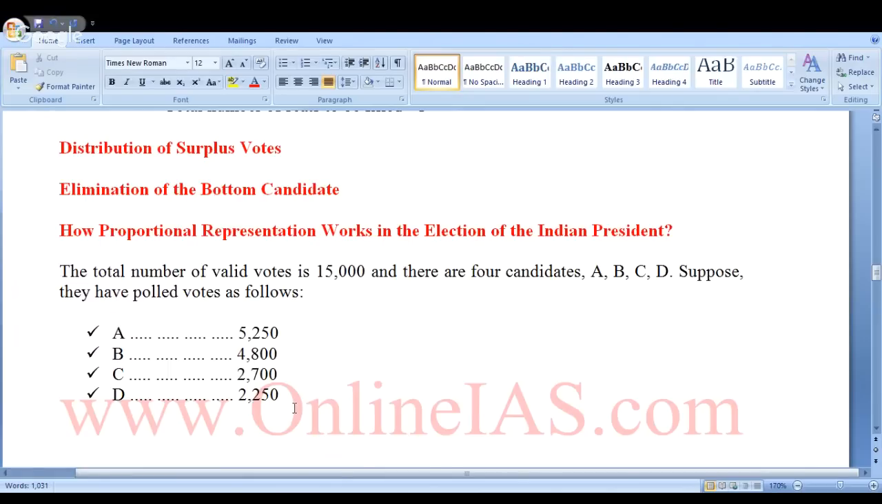Now what will happen? Here D will become invalid because D has got the lowest number of votes. Then D will be eliminated, but not the votes. Now, leaving the first preference of D, second preference votes will be taken into consideration. Some people have given second preference to A, some to B, some to C. Accordingly, the votes will be transferred and combined to the first preference votes of A, B, and C. Hope you are following me.